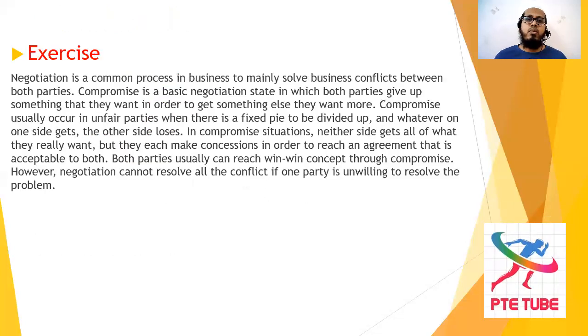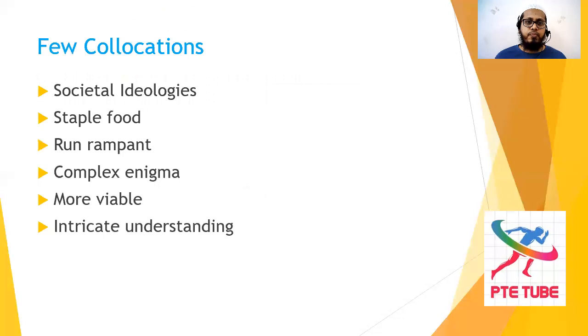Finally, there is one exercise available for you. Please go through it, take a screenshot or read, practice. These are a few collocations. We actually provide a list of collocations which frequently appear on the day of examination. Hundreds of collocations. We have about 200 to 300 collocations. If you just read those, that will be enough for you to face the reading section. Societal ideologies, staple food, run rampant, complex enigma, more viable, intricate understanding. Like this, we have around 200 plus very frequently appearing collocations, which we share with our students when they subscribe to our coaching.